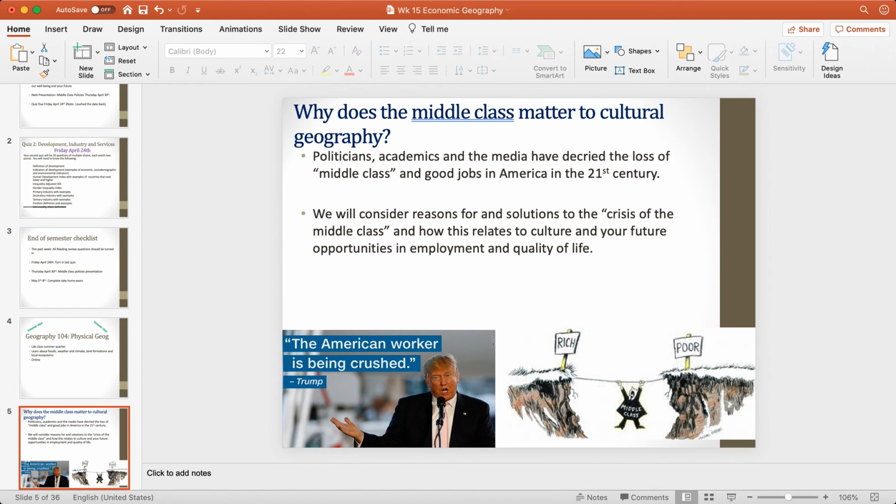We're going to talk about economic sectors and then why it has been a challenge to maintain a middle class in the United States as we've transitioned from a manufacturing based economy in terms of employment to an economy based in jobs in services.